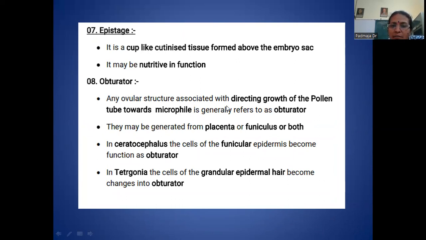Any ovule structure associated with the directed growth of the pollen tube towards the micropyle is generally referred to as the obturator. This obturator helps the pollen tube enter the embryo sac. That means it acts like a direction for the entry of the pollen tube. Yesterday, we also learned that the entry of the pollen tube is of three types: porogamy, chalazogamy, and mesogamy. Whatever the entry, the pollen tube enters the embryo sac through the micropyle and then releases its male gametes.